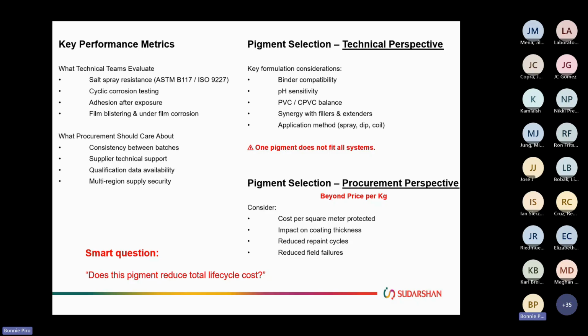How much is it going to impact coating thickness? Can you get away with a thinner film and still get the properties, or do you need a thicker film? That's obviously a cost in use calculation. And then, of course, from the actual performance, does it reduce repaint cycles and field failures?